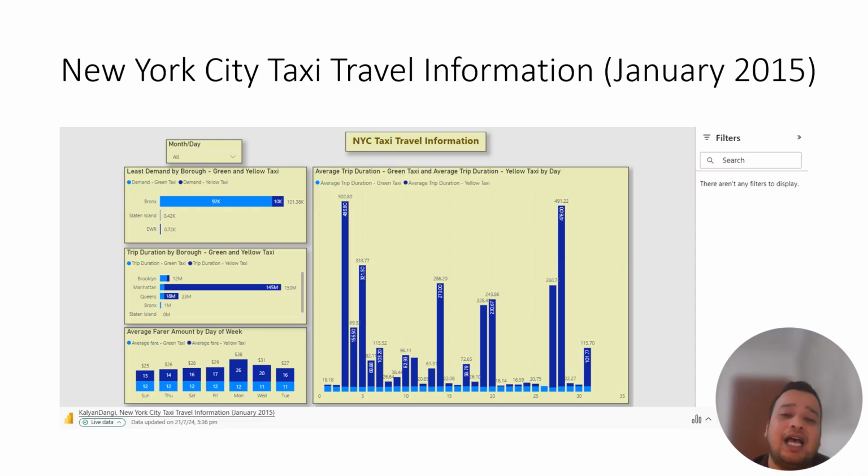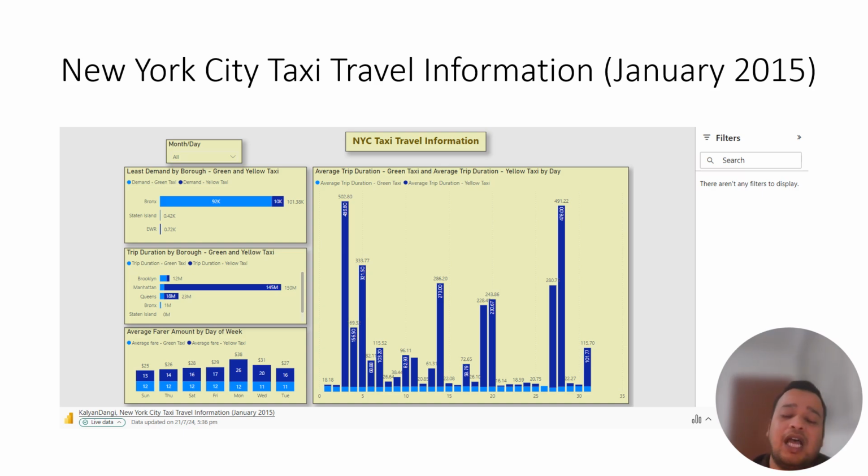Manhattan had the highest total trip duration at 150 million minutes. Also, Monday had the highest average fare at $38, while Sunday had the lowest average fare at $25. The average trip duration was highest on the 3rd at 502.80 minutes, and lowest on the 26th at 14.74 minutes.